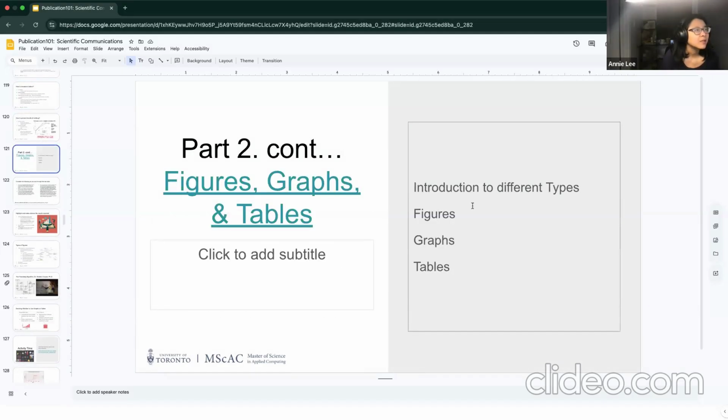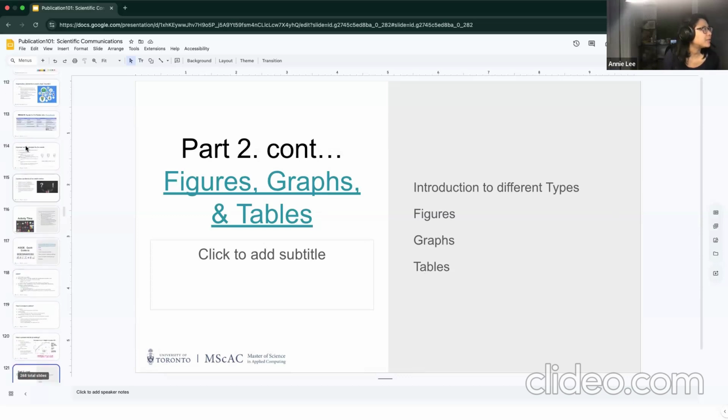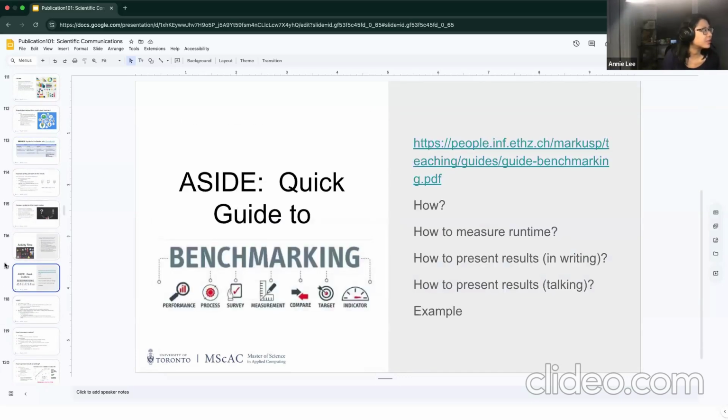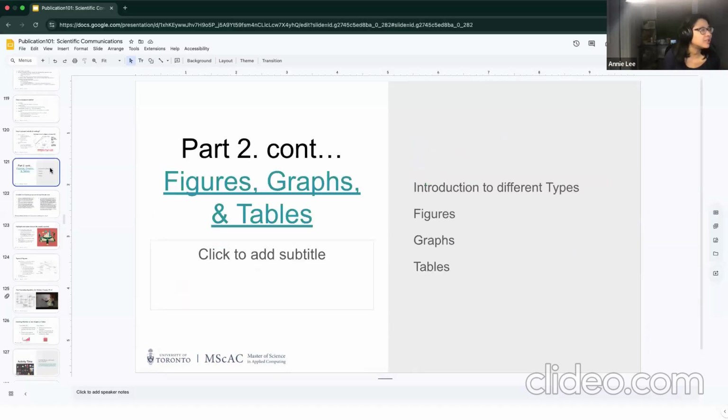All right. So, an introduction to different types of figures, graphs, and tables. I've told you how to write the results. I told you how to measure runtime. Now I'm going to tell you, when you read a paper, how do you look at graphs?